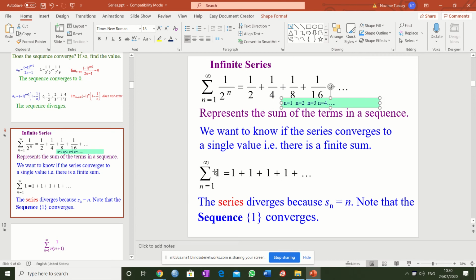So okay, what about this one? We don't have a formula, we have a certain number, a 1 here. Here we are adding this number 1 infinite times. So when it is infinite, we say that this series diverges, and here it equals n. But in this case, the sequence 1 converges.